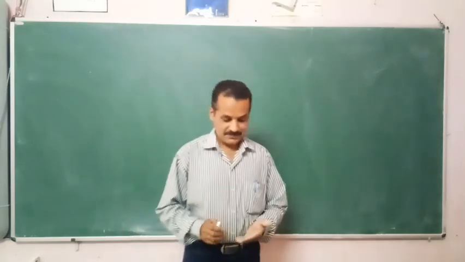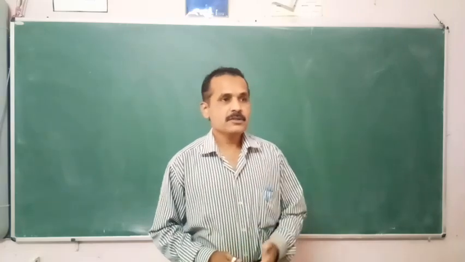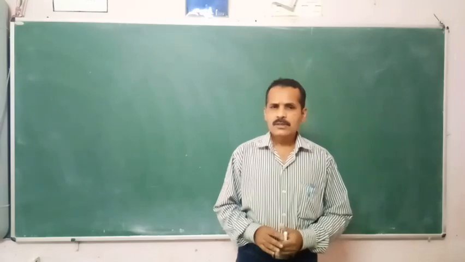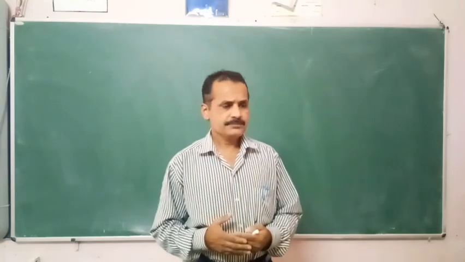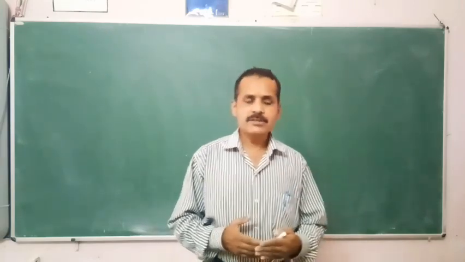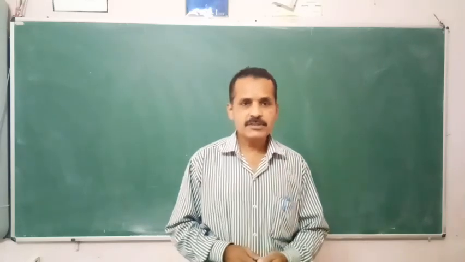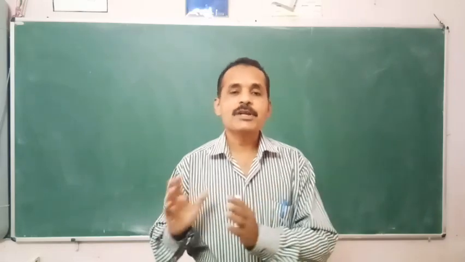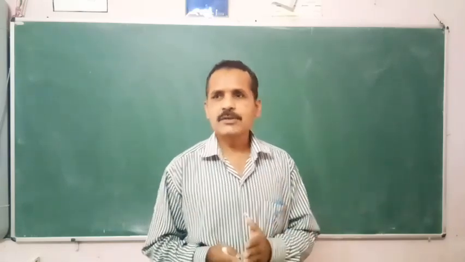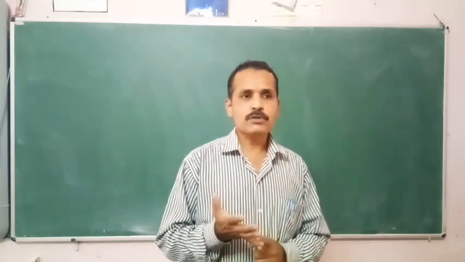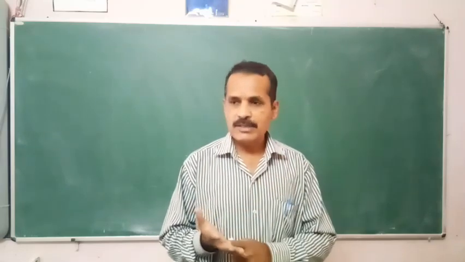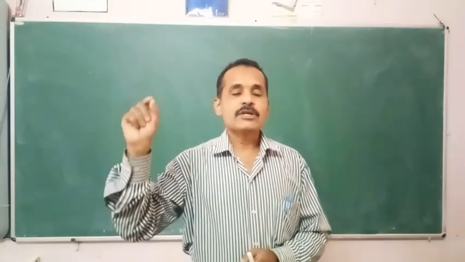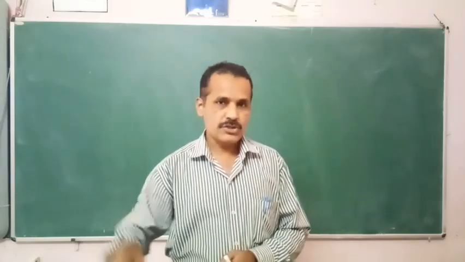Good morning, students. In the chapter pair of linear equations in two variables, we have already completed the algebraic method. We have seen the graphical method, and also we have seen how to find the value of k under different conditions. We already saw the different conditions: a1 by a2 equals b1 by b2 equals c1 by c2, where we can say lines are coinciding, or the equation has infinitely many solutions.